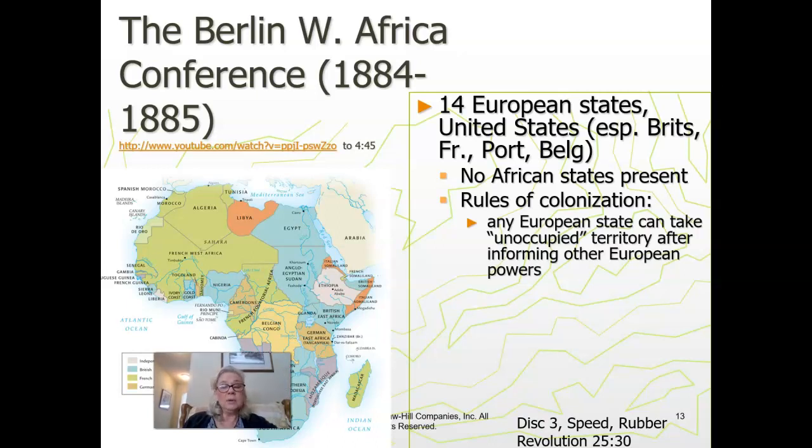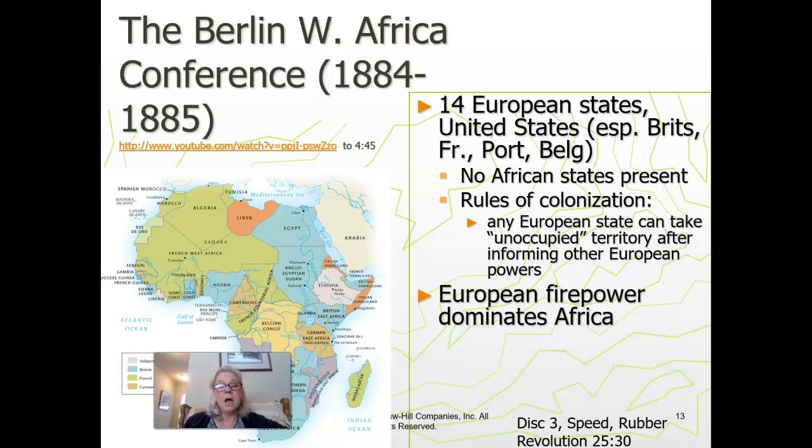So basically, any European state can take any, quote, unoccupied territory after informing other European powers. So, for example, if Germany wanted to take this area, they would need to just inform the others, hey, we're interested in this area. If you're not interested, we're just going to go ahead and we're going to start settling in that area.